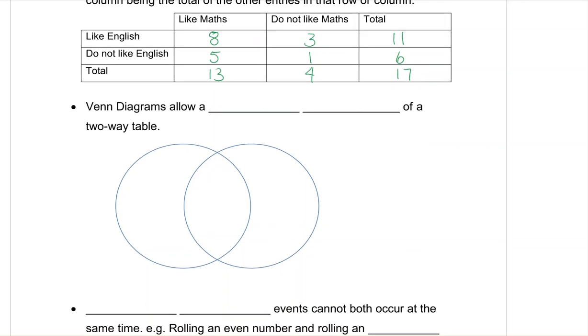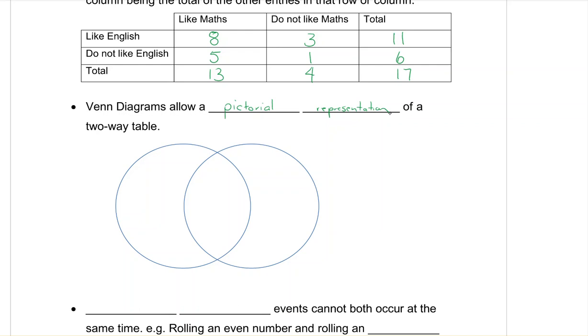Now, this is a diagram that was created by someone with the last name Venn. That's why it's called a Venn diagram. It is a pictorial representation, meaning a picture, of a 2-way table. So it actually shows pretty much the same stuff as that 2-way table does.